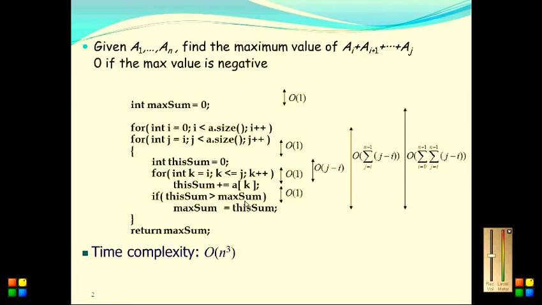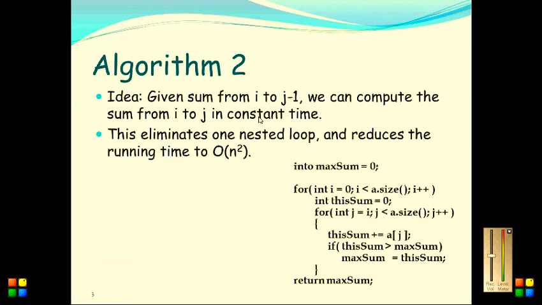Now let's see whether we can improve on this. Do we really need this innermost loop? We don't need the innermost loop, because if we know the sum from ai to aj minus 1, we can compute the sum of ai to aj by simply adding the jth element. So we don't need a third loop to compute the sum from i to j. By eliminating the innermost loop, we can reduce the complexity to order of n squared. And that's precisely what this algorithm is doing. It's going over the loop twice, figuring out the maximum sum. But this is still order of n squared, and for a very large n, this is not practical. Can we improve this further?